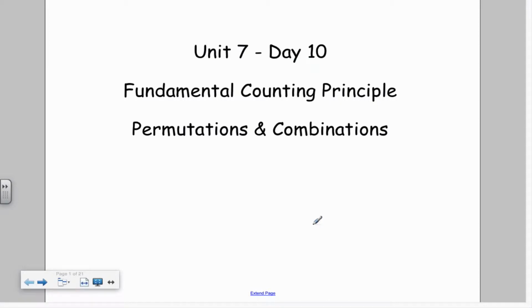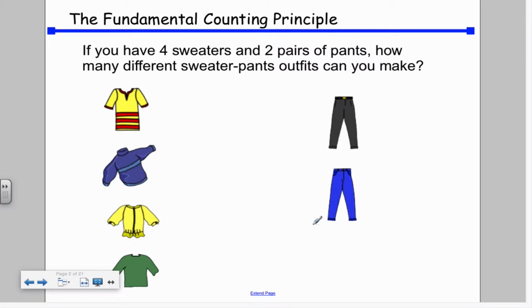B. Today we're going to be talking about the fundamental counting principle and permutations and combinations. So let's start with this scenario. Let's say you have 4 sweaters and 2 pairs of pants. How many different sweater pants outfits can you make?